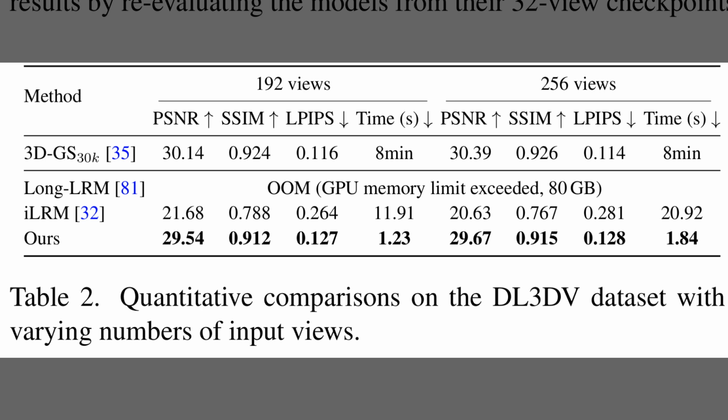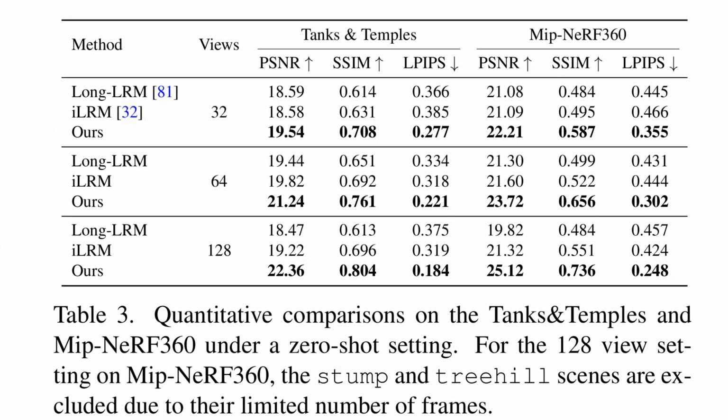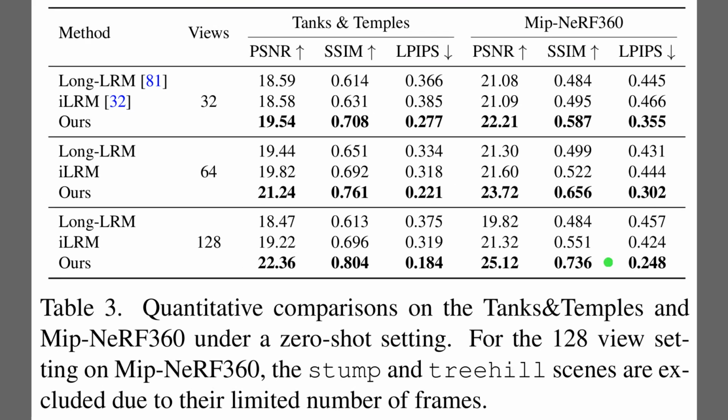Our method matches or slightly beats the baseline quality at roughly 30 decibels, yet finishes in under 2 seconds, which highlights the scalability advantage. So, while Table 2 focused on dense supervised settings, Table 3 reports zero-shot generalization to the Tanks and Temples and Mip-NeRF 360 datasets. The table lists results for 32, 64, and 128 input views, comparing Long-LRM, iLRM, and the new model. Across all view counts and all three metrics, the bold numbers show that the new method wins consistently. The performance gap grows with more views, which indicates that the hierarchical design scales gracefully, even on unseen datasets.